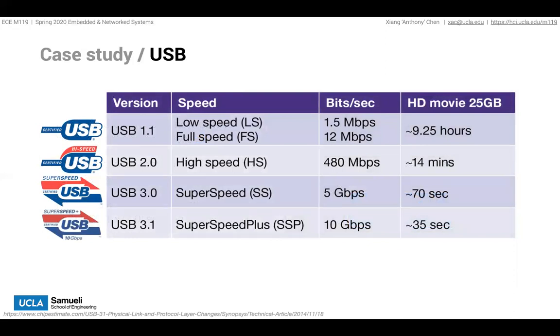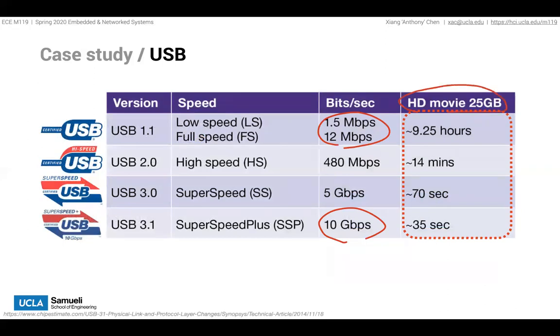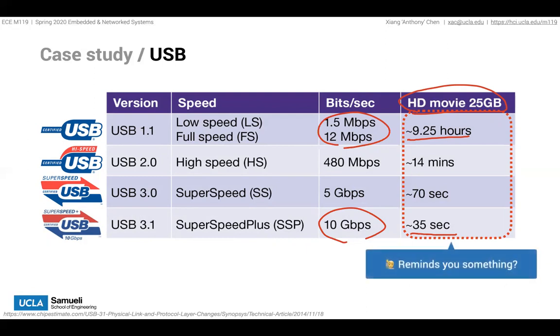So USB transmission rate increases significantly from generation to generation, from 1 point something Mbps to 10 Gbps in the latest protocol. And you can see from the example of transmitting a 25 gigabyte HD movie, if you use the 1.1 protocol, it's going to take 9.25 hours versus 35 seconds if you use USB 3.1. Does this remind you of something?